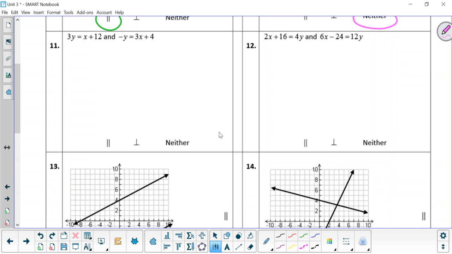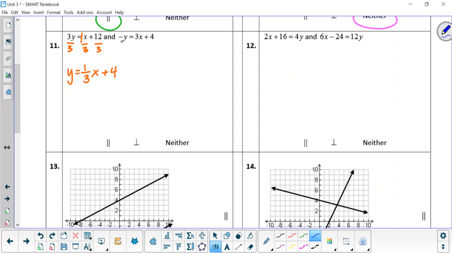Okay, 11 and 12. Here, our y is not by itself. So in this first one, we have to divide everybody by 3. So now we have y equals, remember there's really a 1 in front of that x, so it becomes 1 over 3x plus 12 divided by 3 is 4.